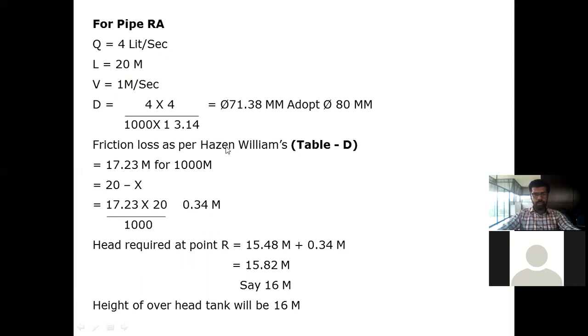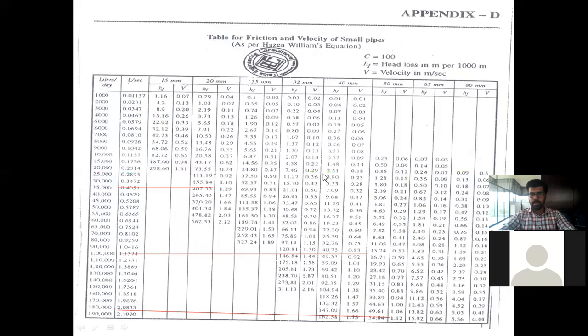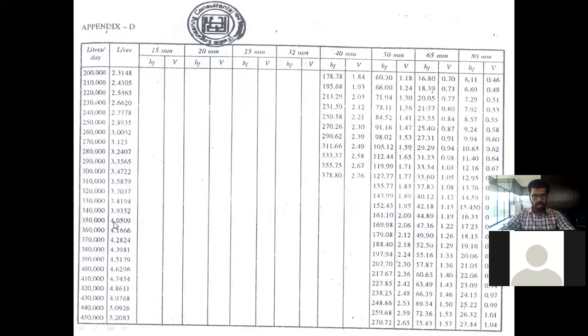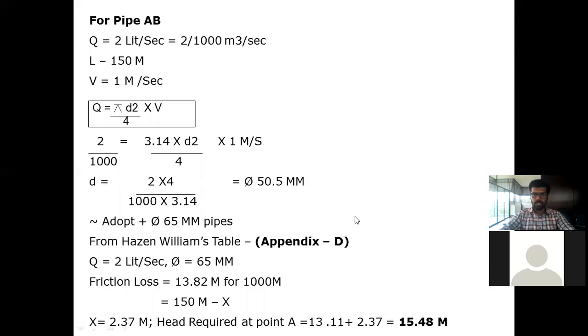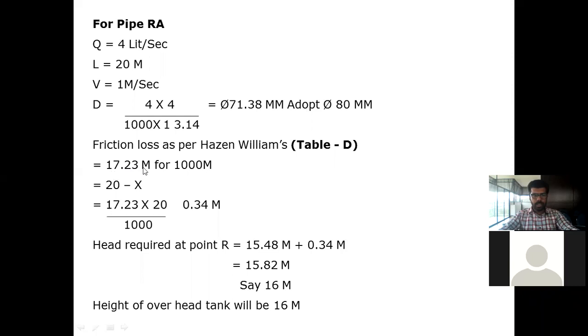Now we have to find out the friction loss. So friction loss we can get from the Wilson table. For 4 liter per second and 80 mm, you can go to Wilson's table. 80 mm it will be somewhere here and it will be 17.23. So 17.23 is the friction loss for 1000 meter.